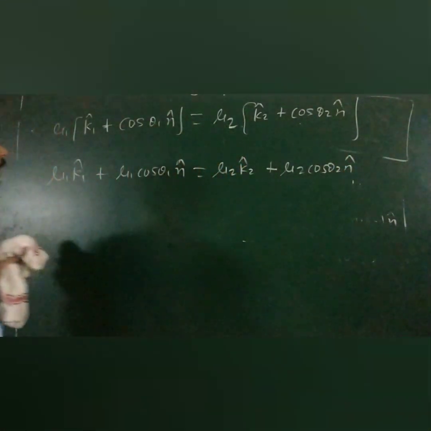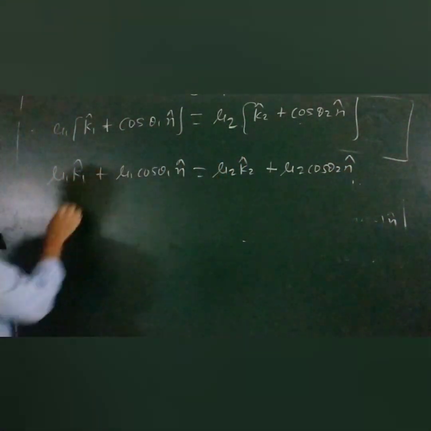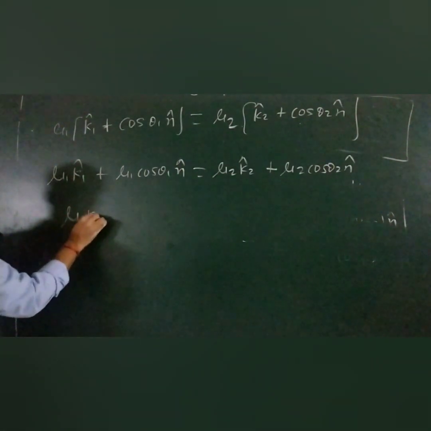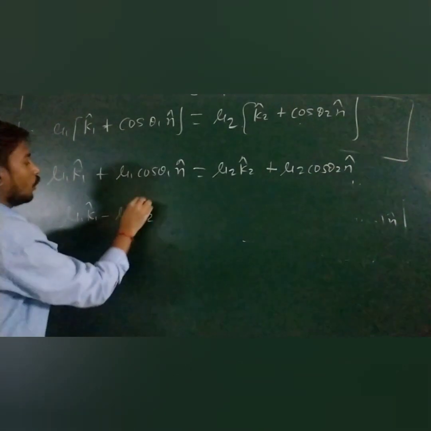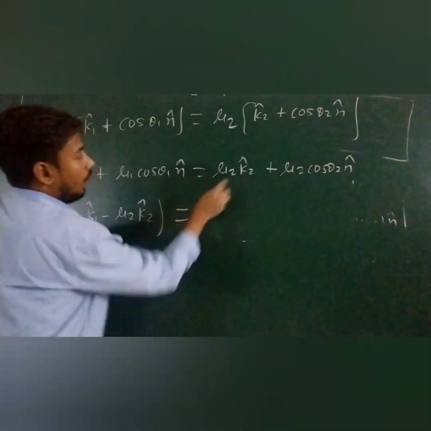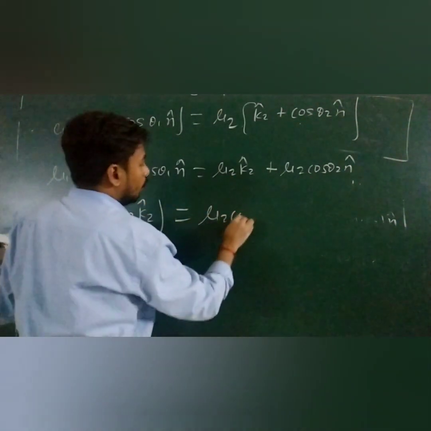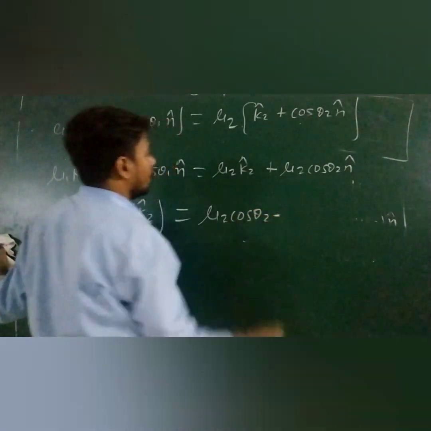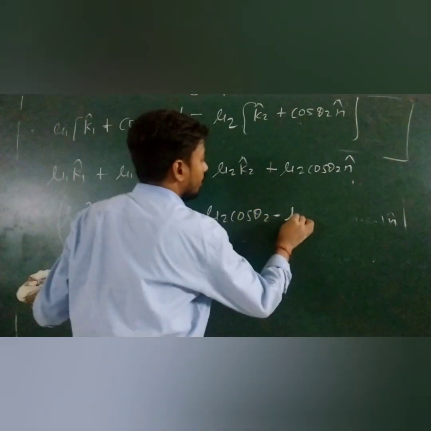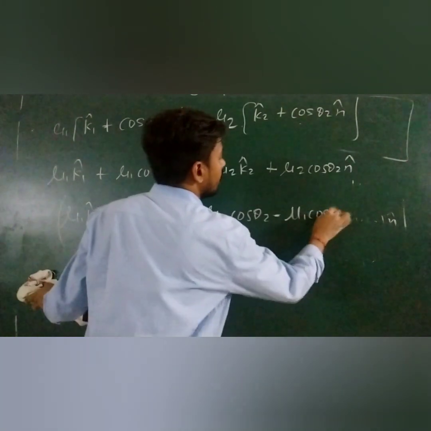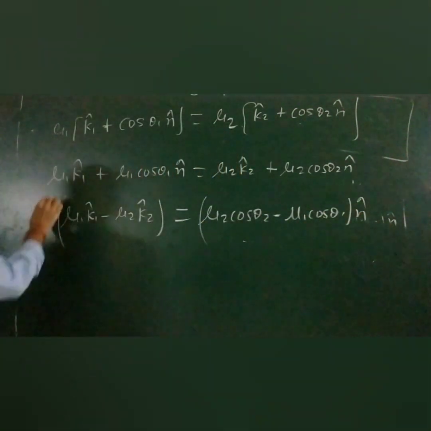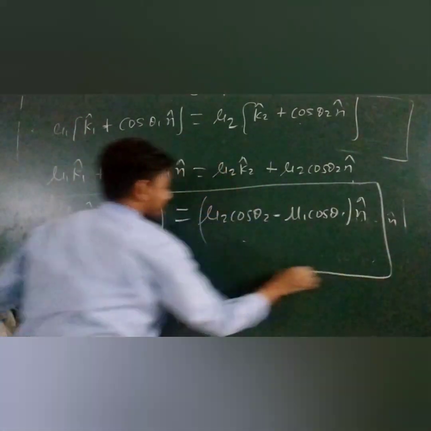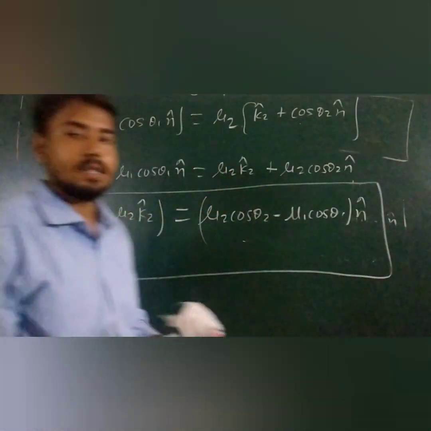Done, buddy? Now just reshuffle. Take this one to this side. So this becomes mu1 K1 cap minus mu2 K2 cap is equal to (mu2 cos theta 2 minus mu1 cos theta 1) N cap. So this is the final answer of Snell's law.